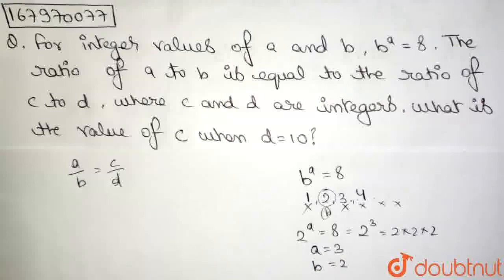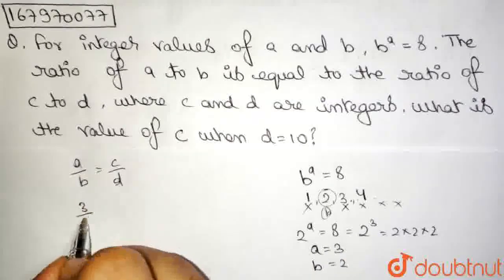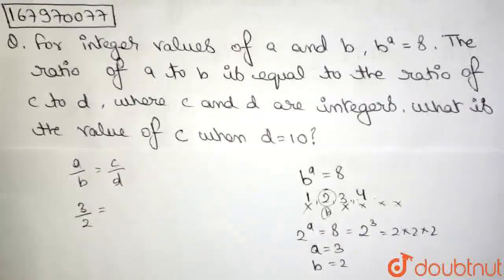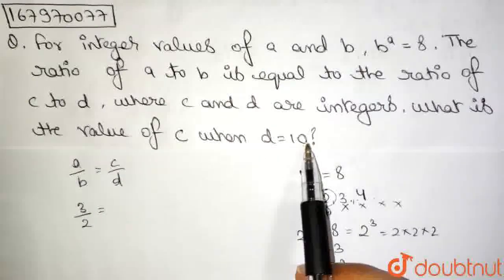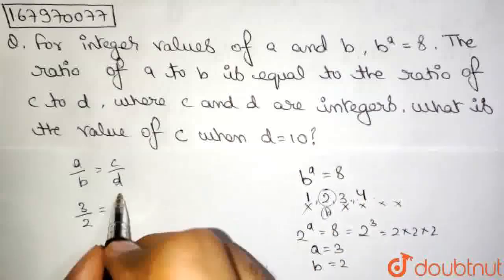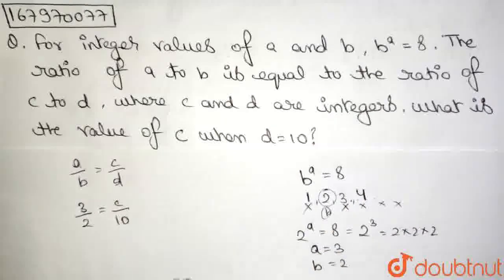Now, let us substitute these values in this particular ratio. So we have a as 3 and b as 2. We could say 3 upon 2 is equal to c upon d, wherein d has a value of 10 as given in the question, and in that case we need to find the value of c. So it is equal to c upon 10.